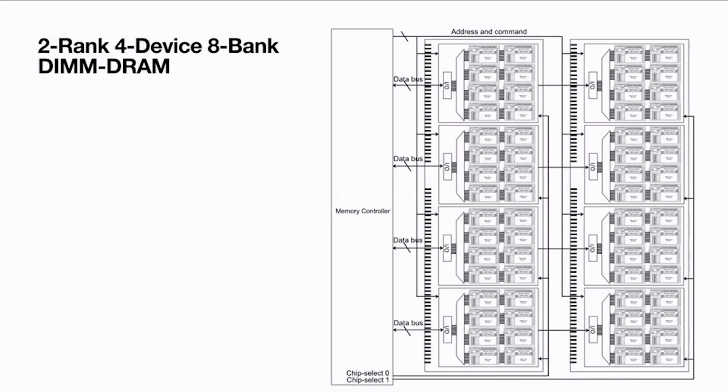Whenever I want to read the data from, let us say, bank 0, I need to send the signal to all these 4 devices, and then the bank will be activated, and from there I'll be activating a particular row and reading the data into sense amplifiers. From there, data will be sent to the data output buffer, which in turn is going to send it to the memory controller.